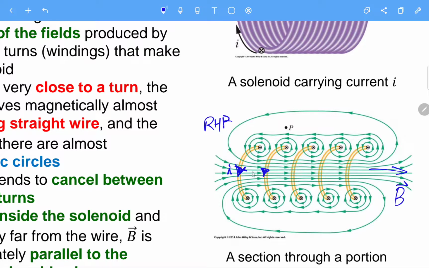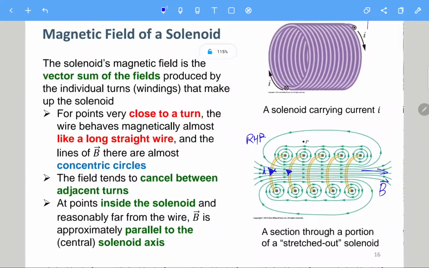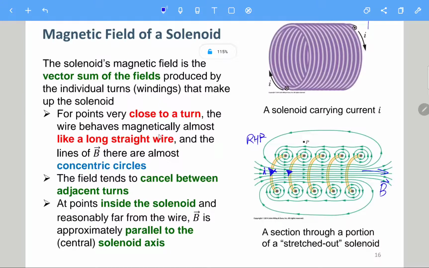So it kind of follows this one. Consider within this area, it is kind of uniform inside. Of course, there will be some fringe B field outside of this solenoid. However, we mainly consider the B field in this area. So the wire behaves magnetically almost like a long straight wire, with almost concentric circles of field.